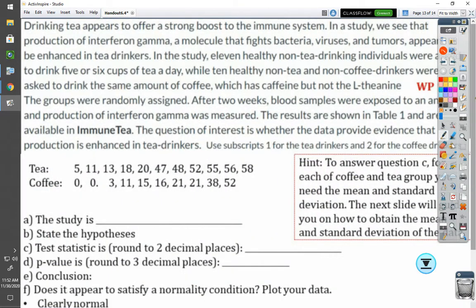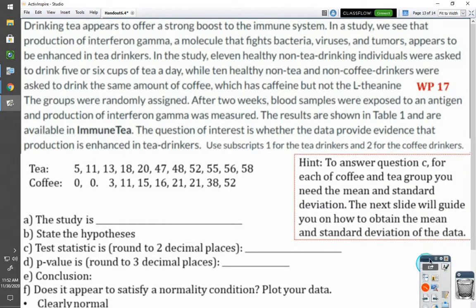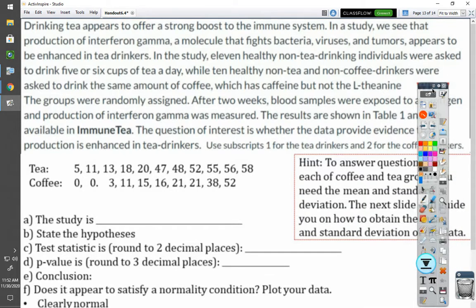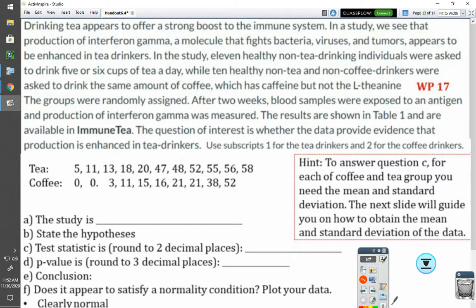Next question. Next question talks about drinking tea. Now, I'm going to have you run through this, but I am going to help you set this one up because I think it would be awesome for you to utilize it. So I'll get you to the place where you've almost got answers, and then you're on your own.